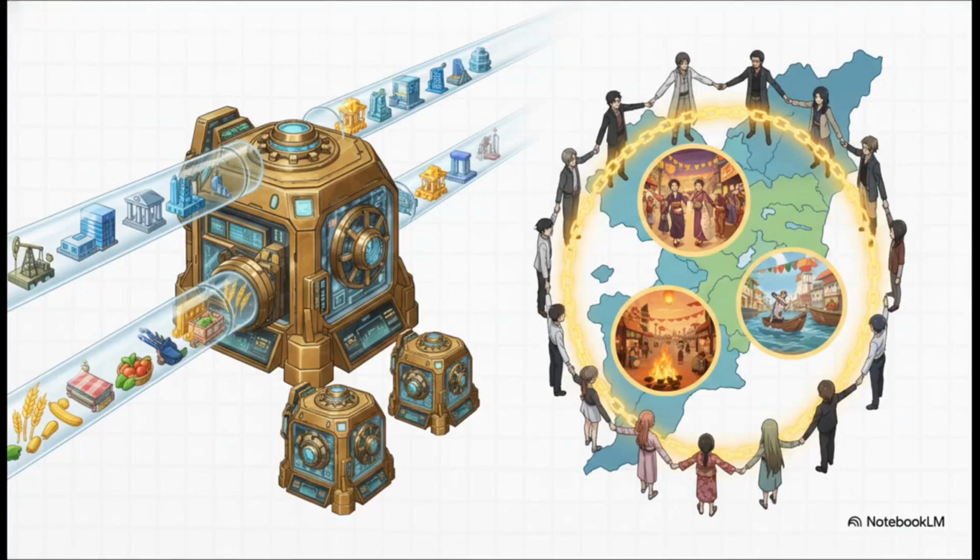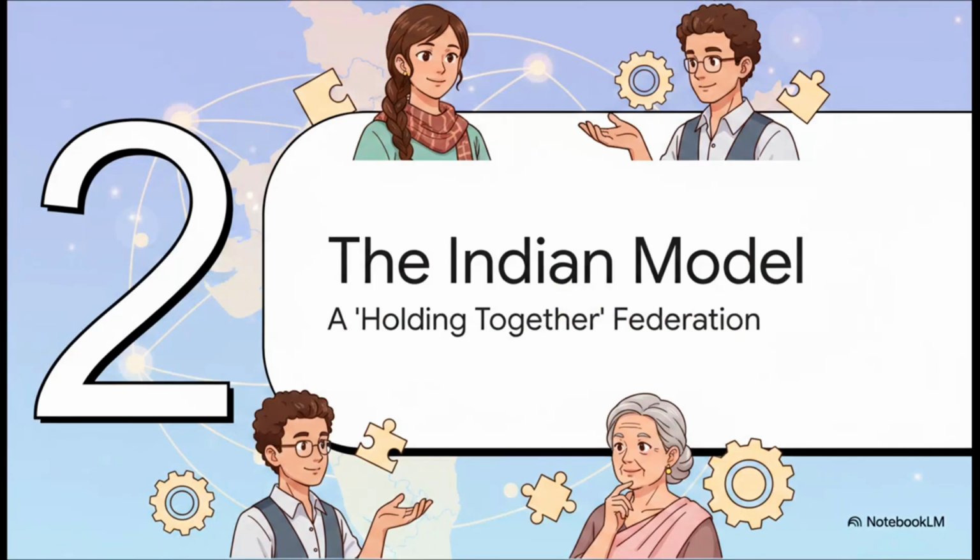And finally, it comes down to 2 big things: money and purpose. To make sure each level of government can actually do its job, the Constitution clearly says where each one gets its money from. And what's the whole point of all this? Well, there are 2 main goals. First, to keep the country united and strong. And second, to respect and make space for all the incredible regional diversity that exists. It's a balancing act.